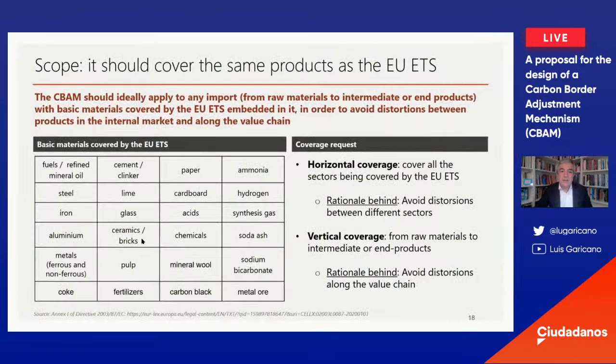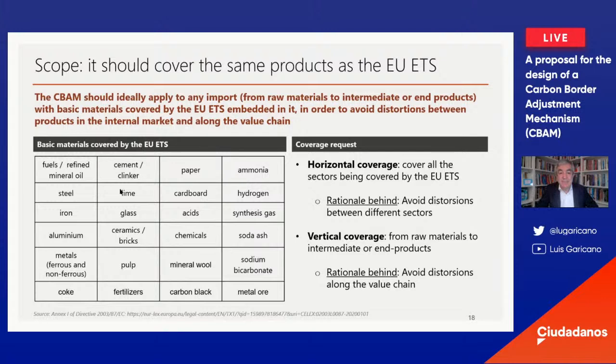First, if you only cover some products, then you get distortions. Look at cement here. Imagine the cement is covered and not ceramic or bricks. Then people would just substitute cement with ceramic or iron or aluminum. There are many products here which could be substitutes of each other, in the same category.